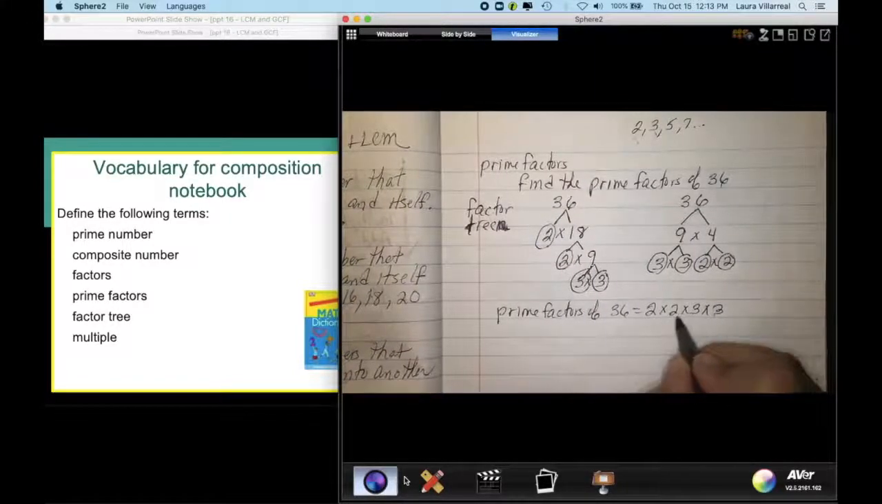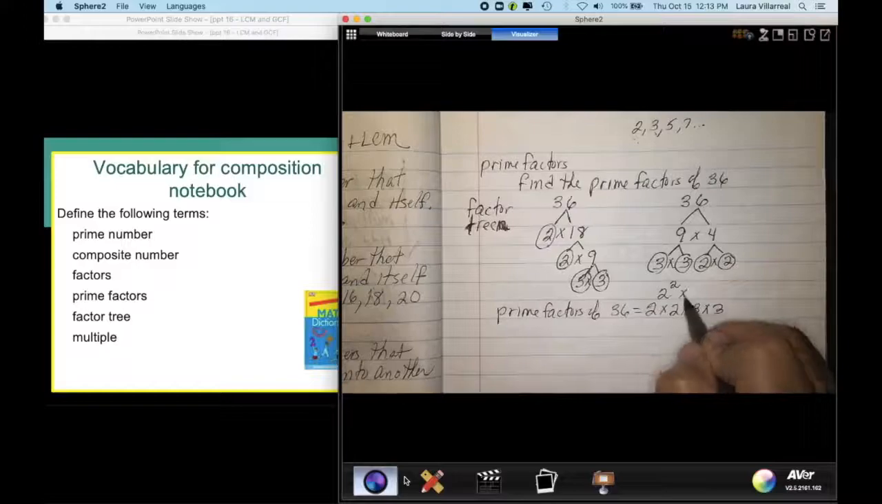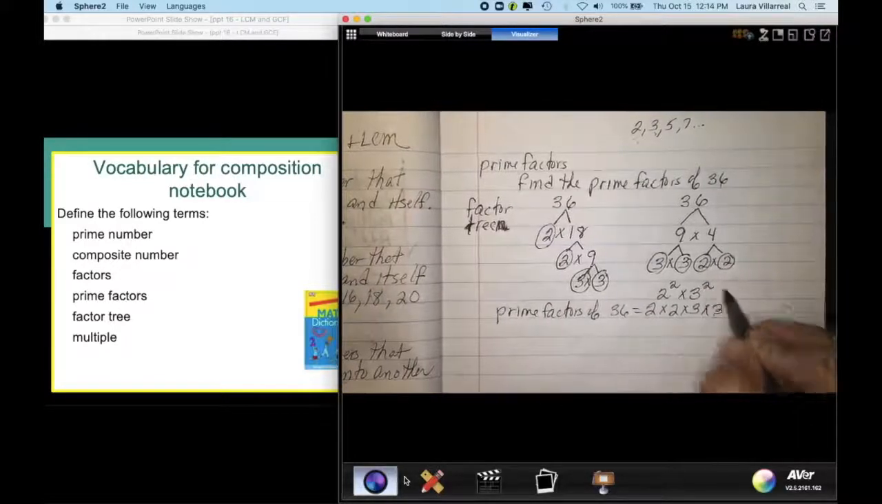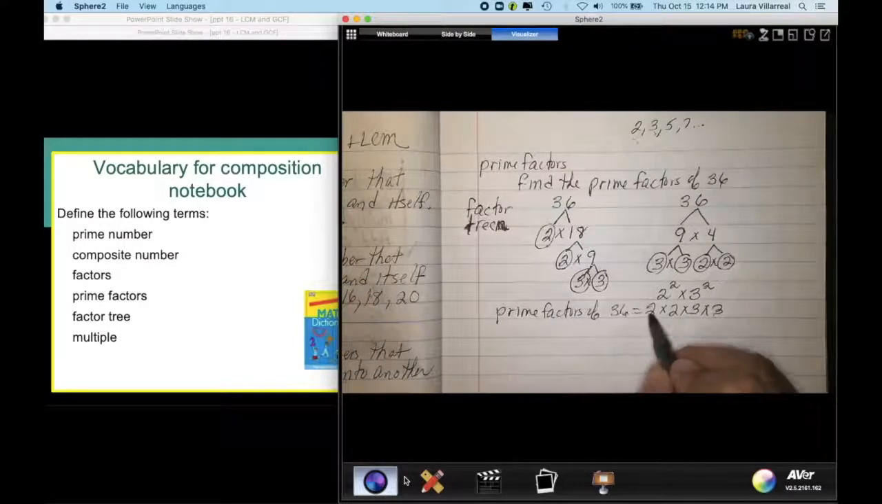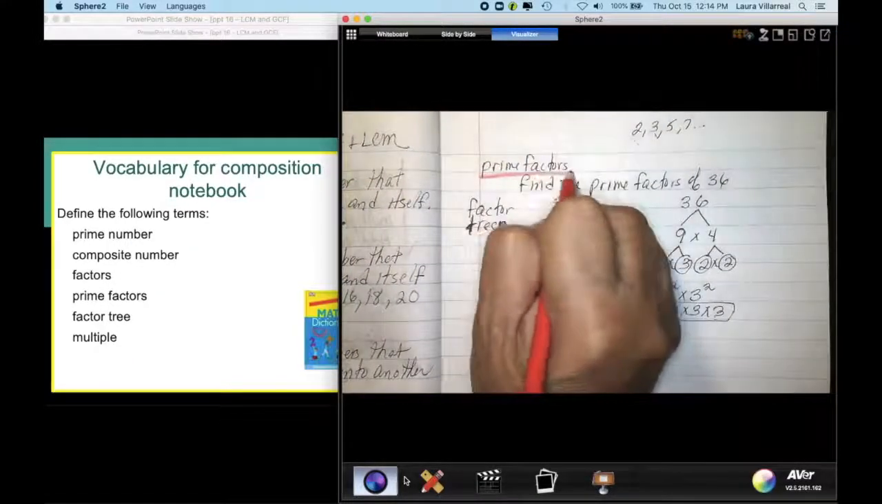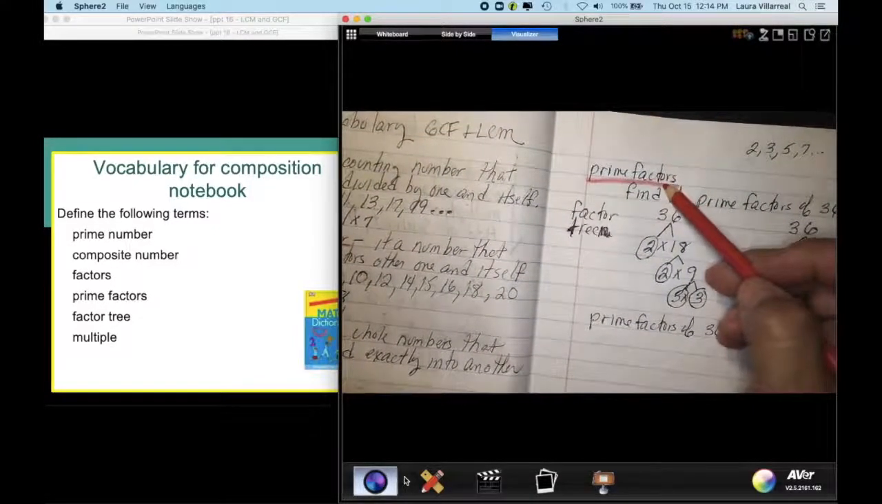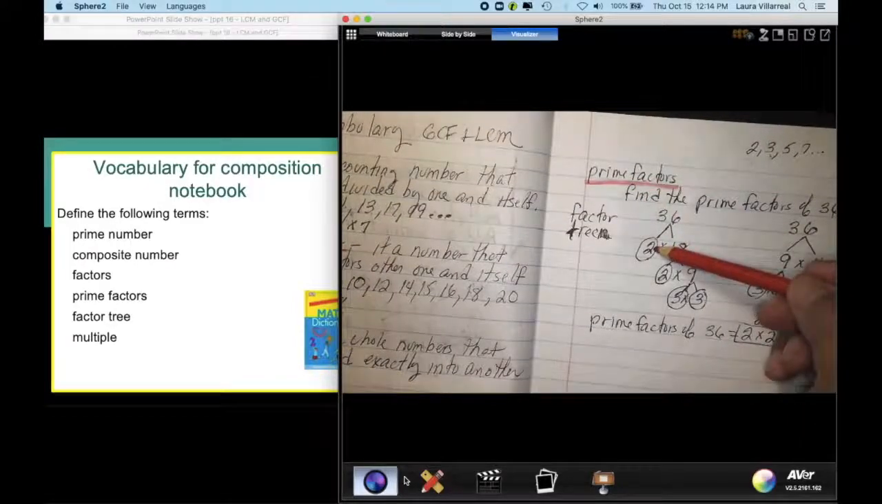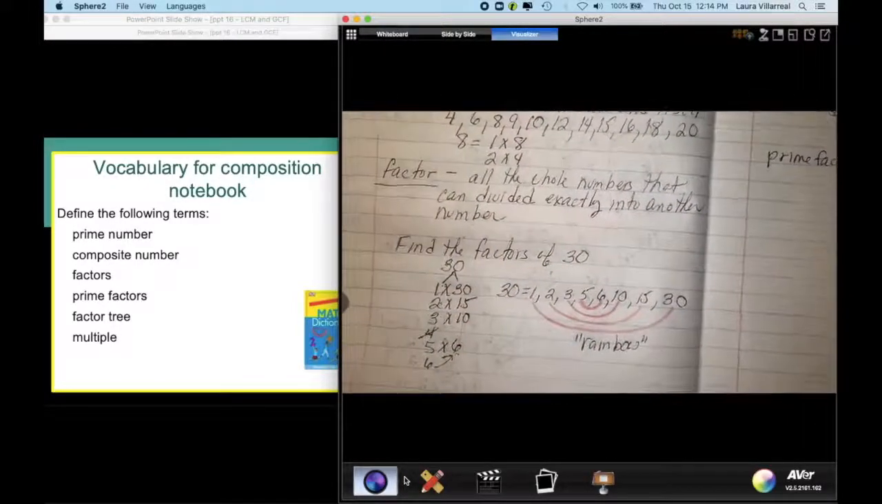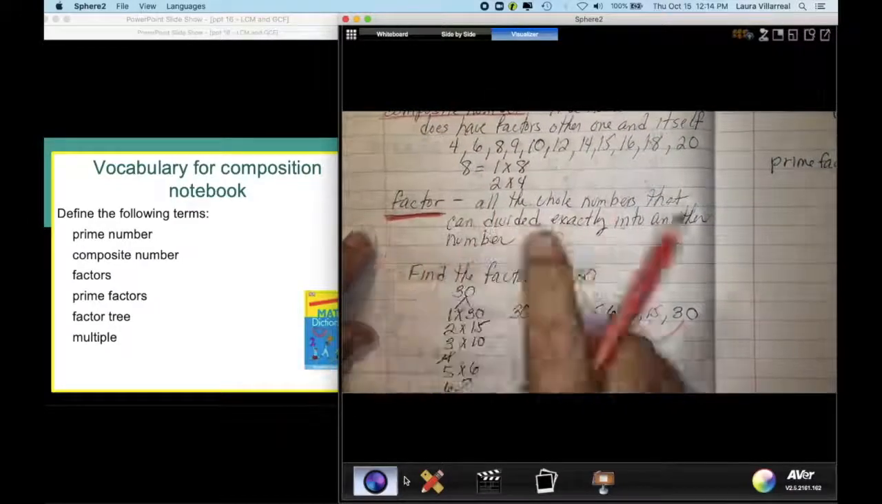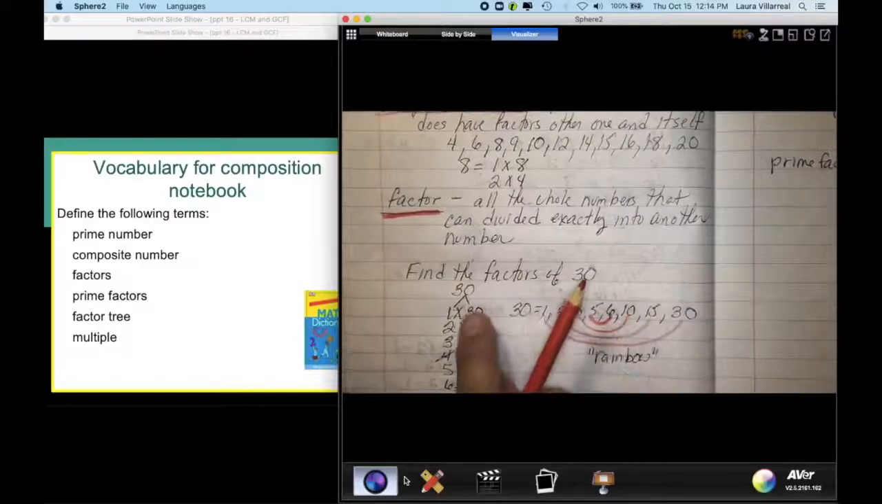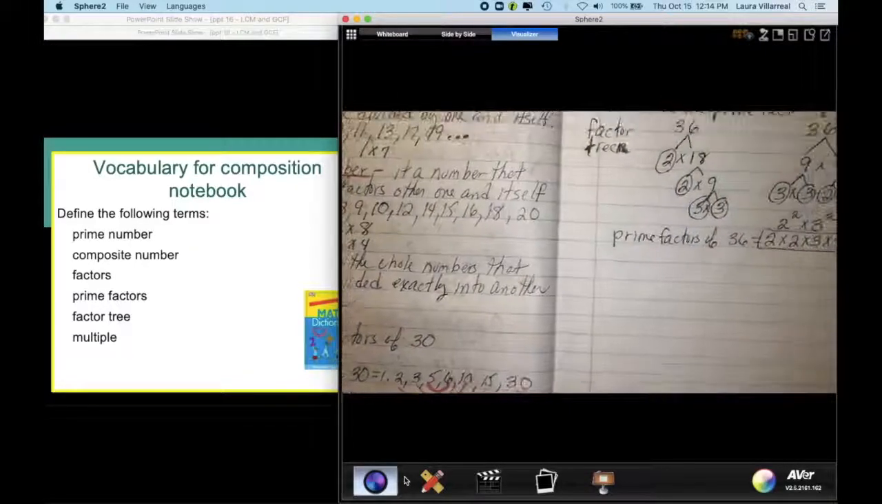Now I do notice that the 2 repeats, so this could be 2 to the second power because it repeats twice, and the 3 repeats to the second power, or twice also. Either way, with exponents or without exponents. An easy way to remember these two is prime numbers start with 2, so prime factors, I start to divide by 2. When I think of factors, I always start with 1. Factors start with 1, prime factors start with 2.